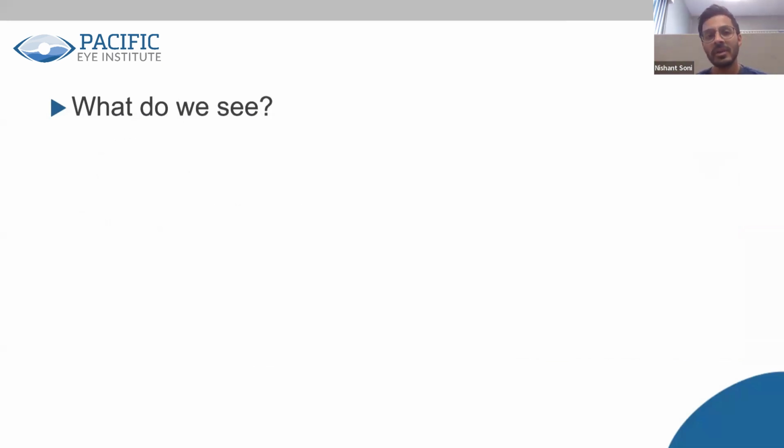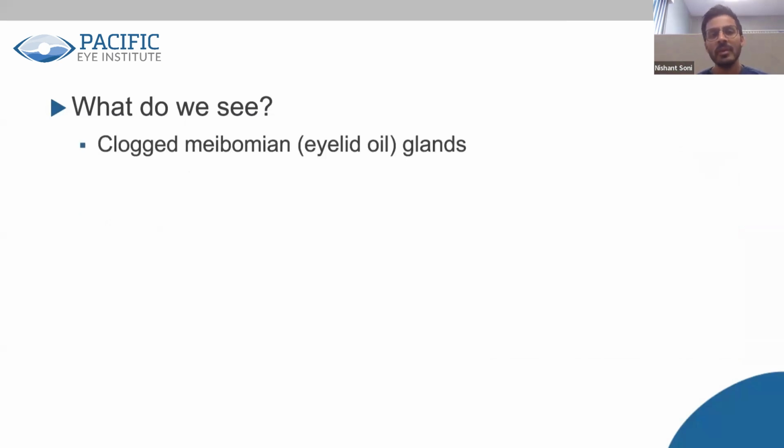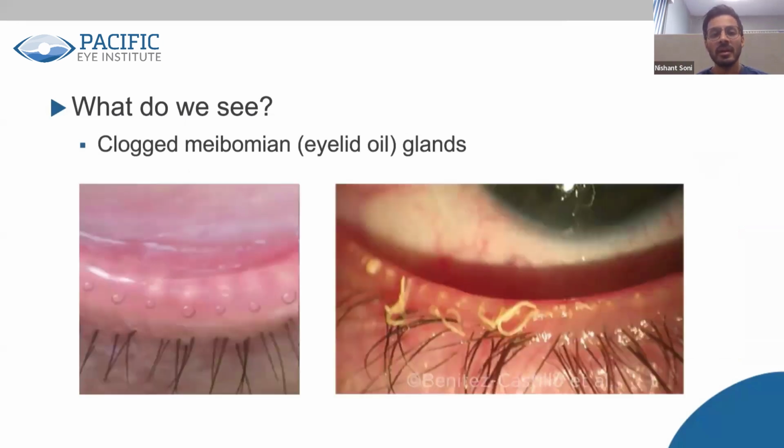What do we see when you have dry eyes? As an ophthalmologist, what do I see under the microscope? So we see clogged oil glands. That's one of the things. So on the left is a picture showing normal oil glands. The oil glands of the eyes sit on the eyelids right behind the eyelashes. So you have a line of oil glands in the lower eyelids as well as the upper eyelids. This is just showing the lower eyelids here.